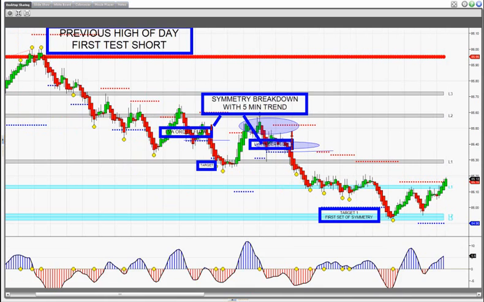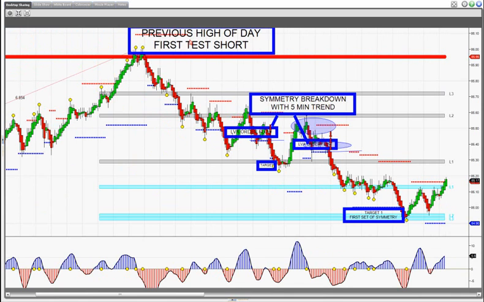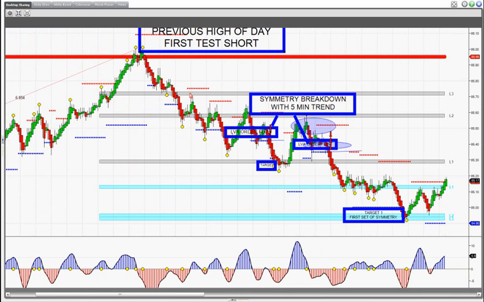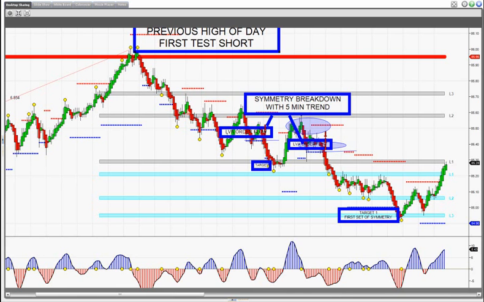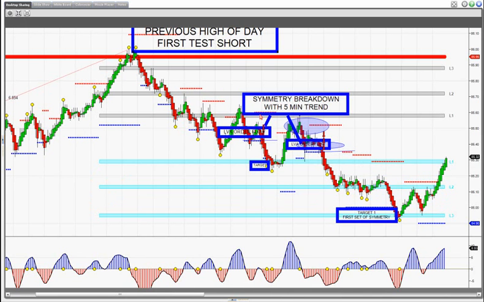Now, we had one of my other top setups that I love to trade, and let me reiterate this. This is the previous high of day first test short. Now, if you look in the PDF, I have my trade setups categorized in order of importance. So number 1, I've got my symmetry dot breakdown with trend, 5-minute trend, because we see it runs 40 to 60 ticks. Okay? There's some weeks it'll happen every single day. Just happened 2 weeks ago. It happened every single day, and it moved over 40 ticks per trade. So the bottom line is that we need to recognize that's my top setup.